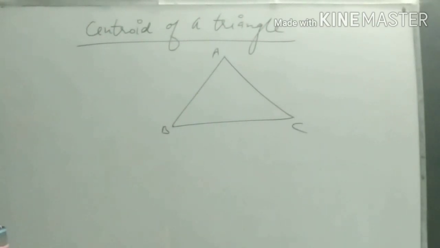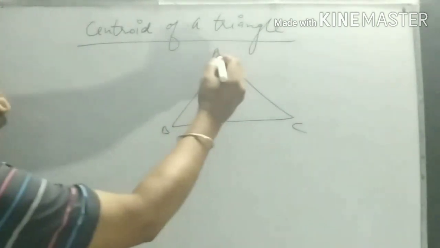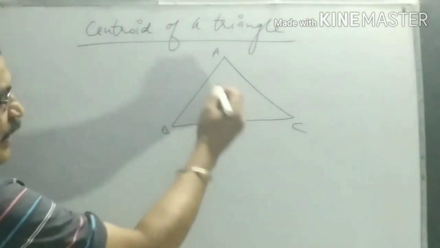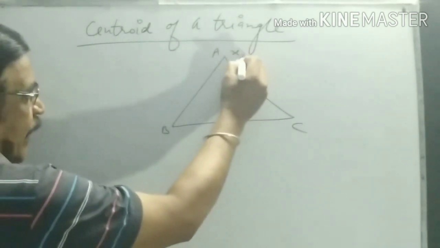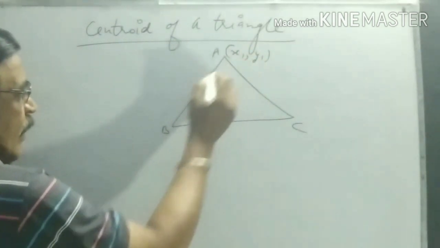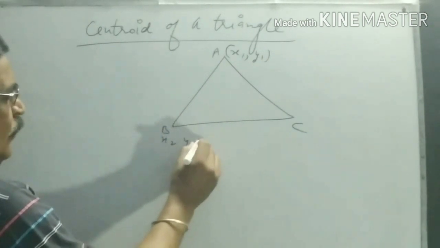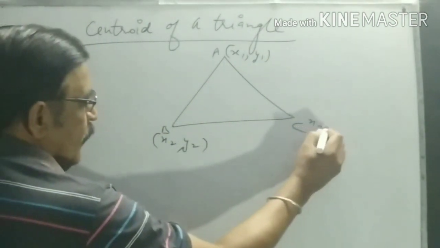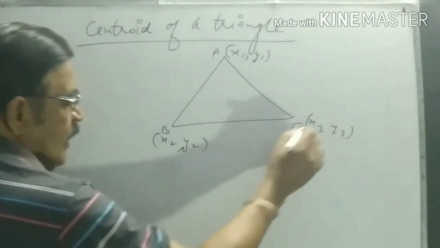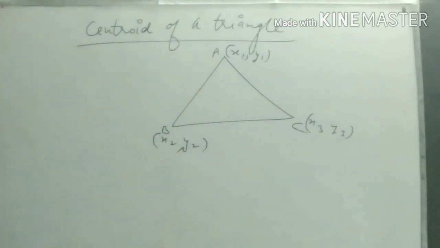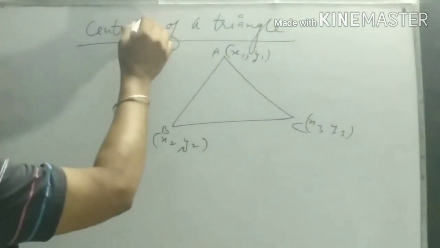Today we are going to do a very important derivation, centroid of a triangle. How to find centroid of a triangle when you are given three vertices. Suppose we have a triangle and its vertices are x1, y1, x2, y2, x3, y3. These are the three vertices of a triangle and we are supposed to find centroid.